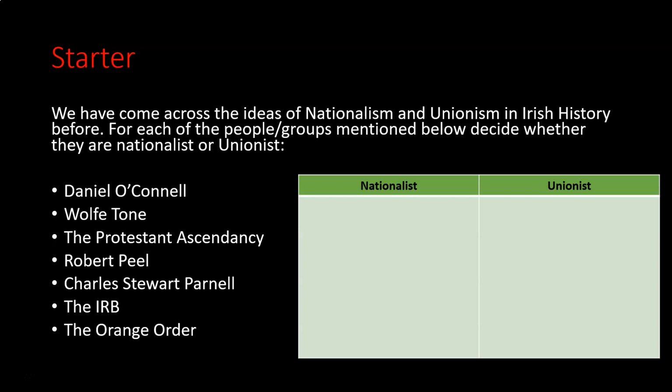Charles Stewart Parnell, who led the Home Rule Party, or was a major player in the Home Rule Party at least, would be under the nationalist side. Definitely nationalist. The IRB, absolutely nationalist. We're going to talk a bit more about the IRB in a few minutes. And the Orange Order, you remember the Orange Order from the whole way back when we looked at the Ulster Plantation. We talked about them a little bit there about the ideas of what was coming about, and then they were established around the time of 1790, just after the 1798 rebellion, and the Orange Order would definitely be a unionist organisation.